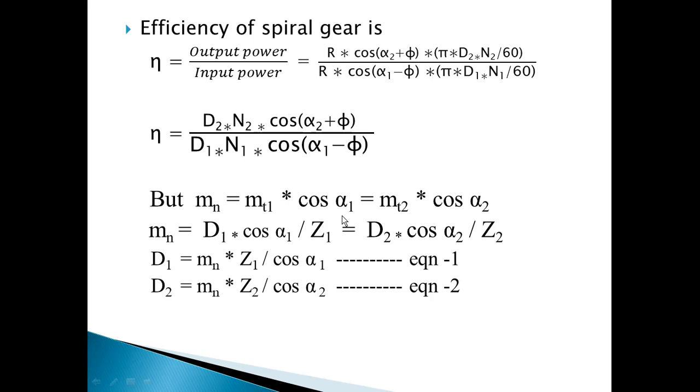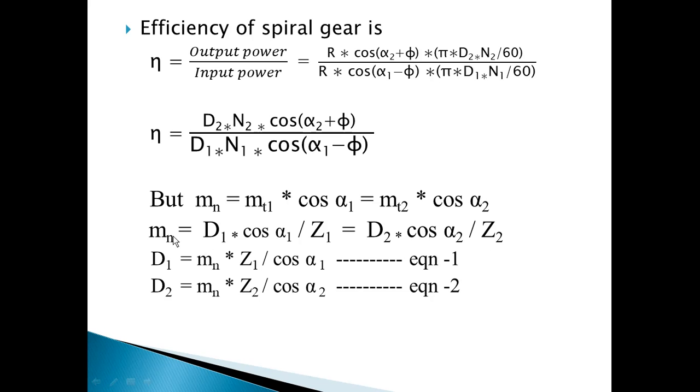So the transverse module for gear number 1 into cos of alpha 1 is equal to the transverse module of gear number 2 into cos of alpha 2. So simply mt1 into cos alpha 1 is equal to mt2 into cos alpha 2. What is a transverse module? Transverse module is nothing but d by t or d by z. It is the ratio of the pitch circle diameter of the gear to the number of teeth on that gear. So I am replacing the values of mt1 and mt2 by d1 by z1 and d2 by z2 respectively.